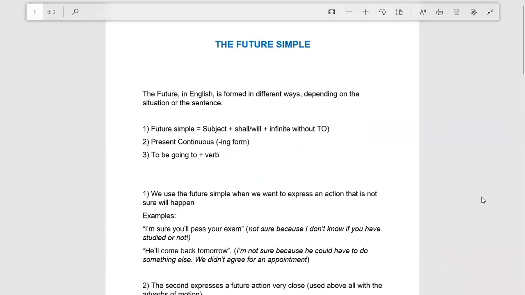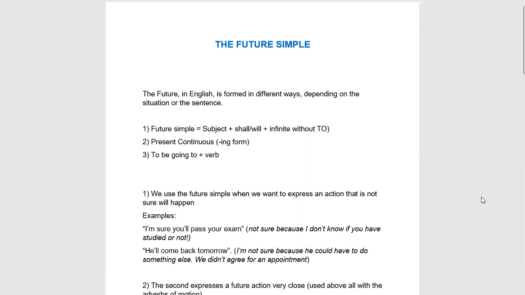Okay, let's see together what this tense is about and some differences and some useful tips to improve your English grammar. So let's start. The future simple. The future in English is formed in different ways depending on the situation or the sentence.